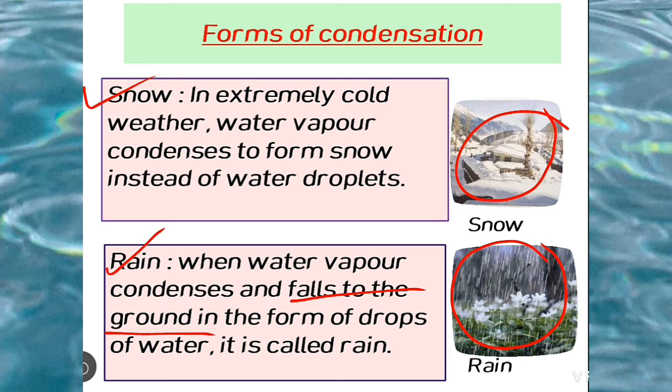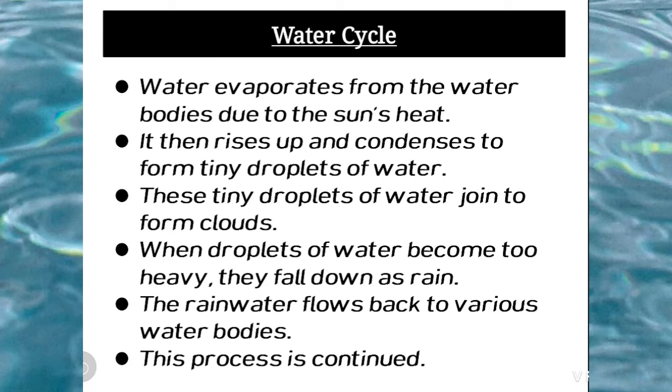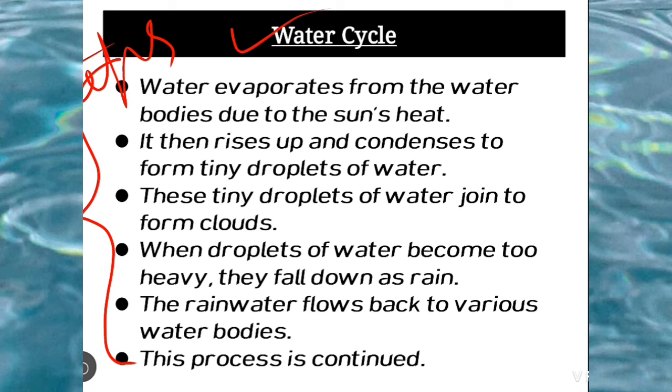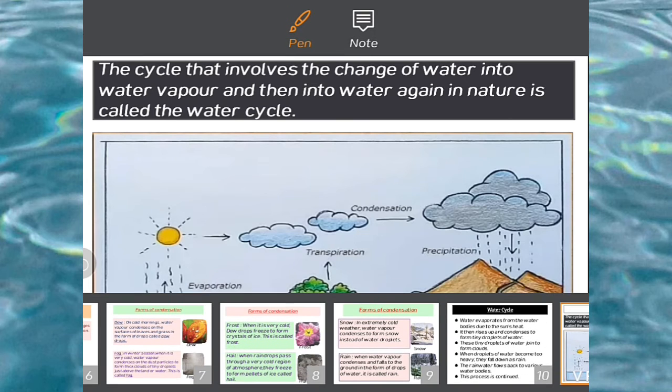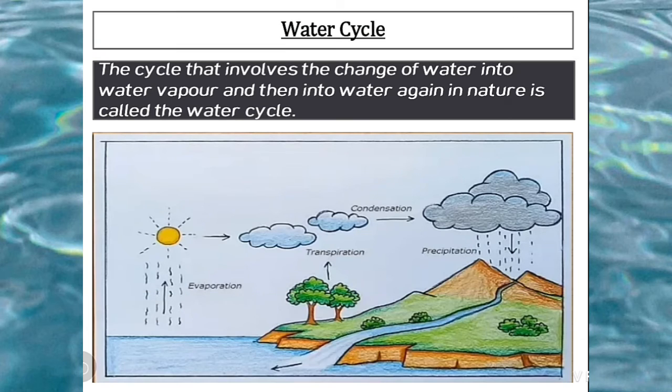Now, let's see what happens in the water cycle. The processes of evaporation and condensation are going on continuously in the water cycle. These are the various steps involved in the process of water cycle. Please go through it. Now, let me explain it with a simple diagram. First of all, water evaporates from the various water bodies due to the heat of the sun.